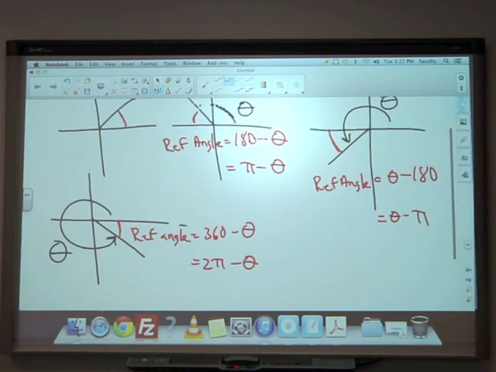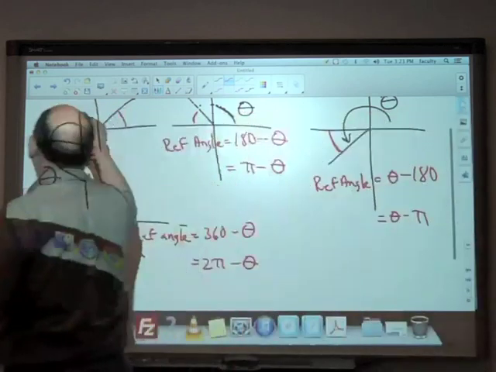Now, like I said, as far as using them to get the value of your trig functions, you don't need them anymore. Your calculator can do the sine, cosine, tangent of any angle you want. So on the calculator, what is the sine of 30 degrees? 0.5.